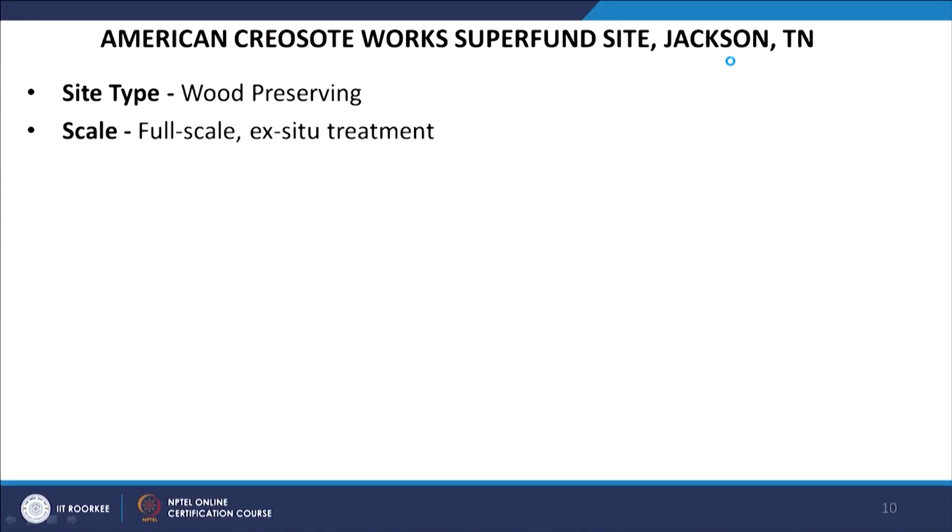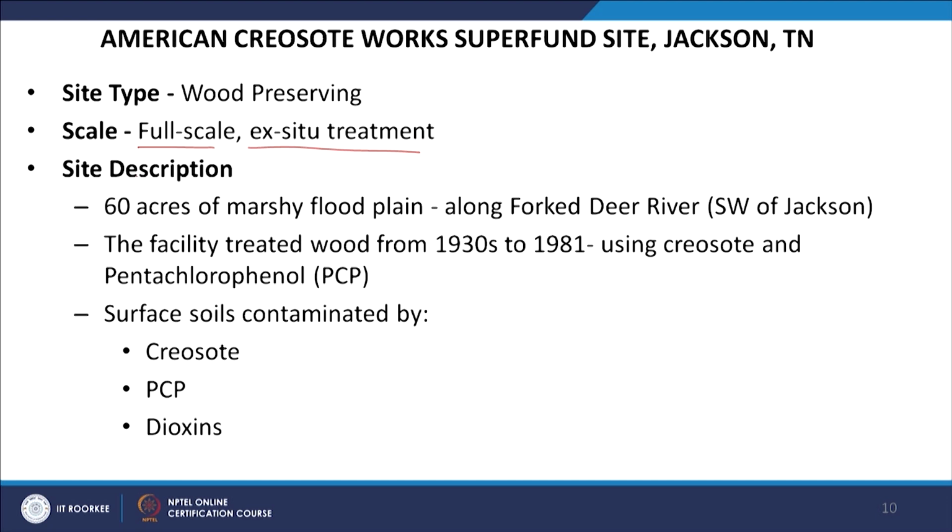So let's move on. What was it being used for? It was used for wood preserving, full scale implementation and ex situ treatment, solidification and stabilization obviously. Site description, this is obviously the key aspect. So 60 acres of marshy floodplain, right, obviously this is of critical importance now, it's in the floodplain zone, right, that's something to keep in mind.